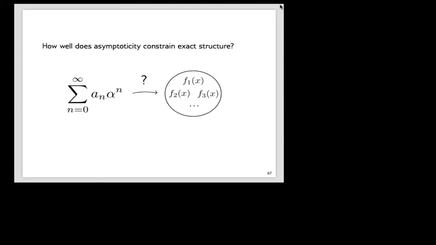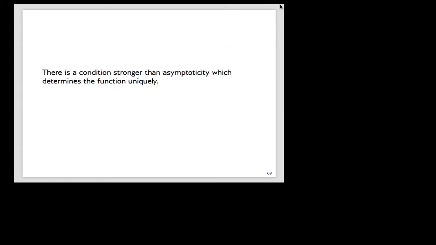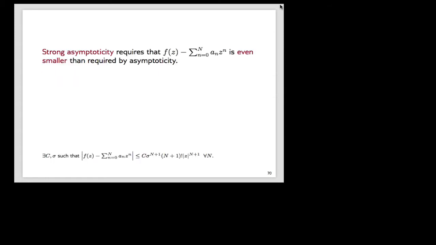Okay, so now you might wonder, well, does this criterion of asymptoticity tell us anything about the exact structure lying behind the success of the theory? And unfortunately, it turns out that many different functions can have the same asymptotic expansion, and so it doesn't tell us anything about the exact value. But there is a condition stronger than asymptoticity which determines the function uniquely. It's called strong asymptoticity, and it just requires that these differences are even smaller than we required when we imposed asymptoticity.